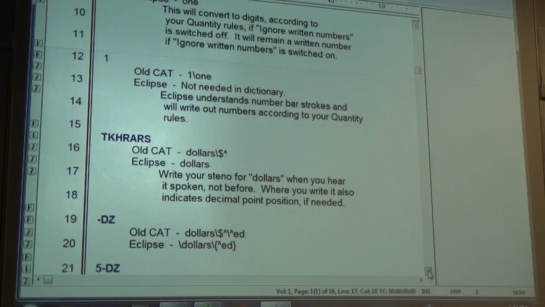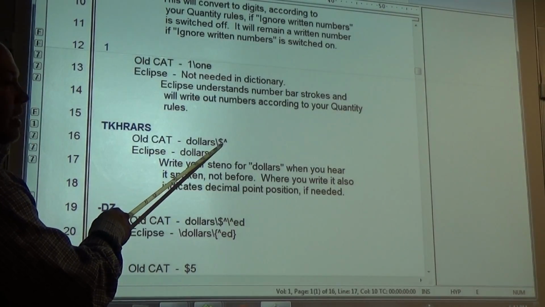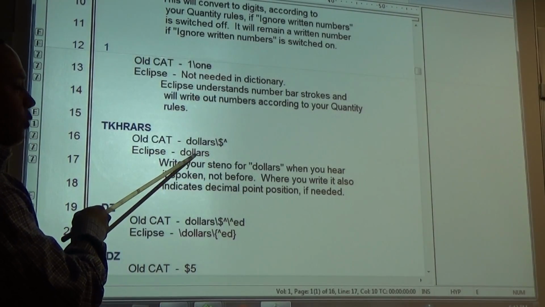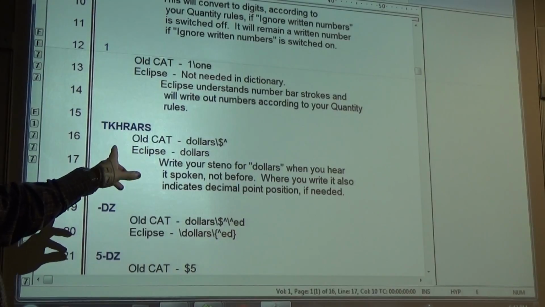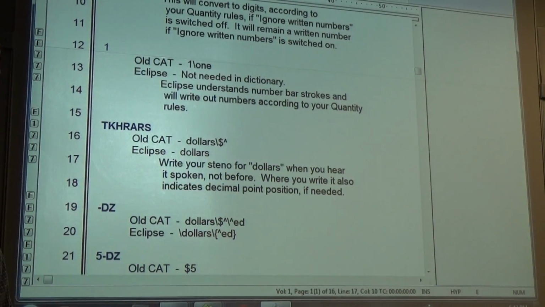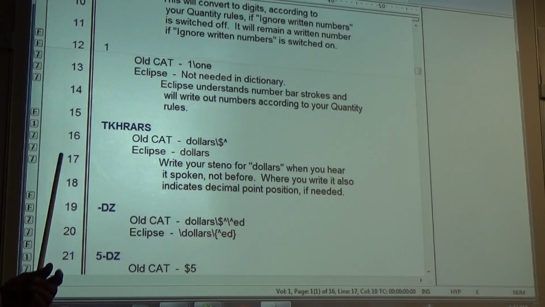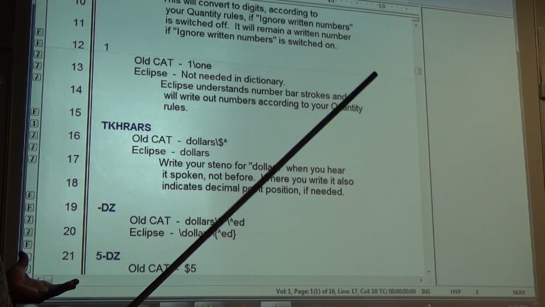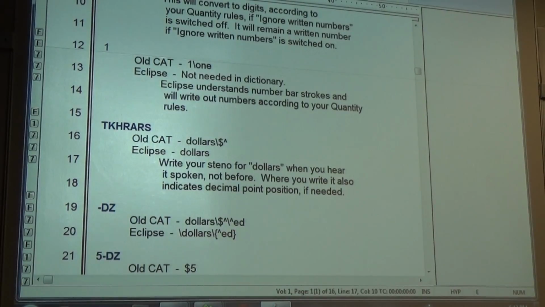Now they're talking about dollars. In the old days, we had to do it with the dollar sign. Now all you do is define it as dollars. When it comes up with dollars and there's a number before the dollars, you don't have to hit dollars before you even hear the number. So if they say $7, you write it just like that, $7, and stroke out the word dollars. I do it with the D. So if it's $7, I do 7D, 8D, 23D.